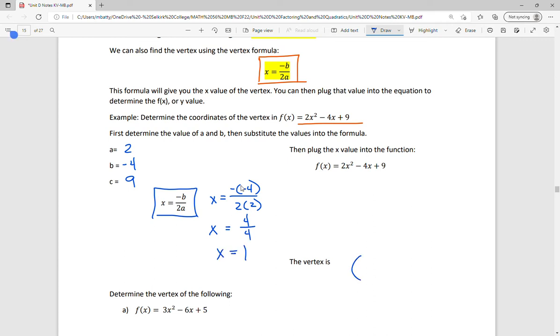The vertex is going to be an ordered pair. I already know that x is equal to 1, but now I have to figure out what y is equal to. You'll remember when we did function notation, I said f of x is y. So I could say that y equals all of this.